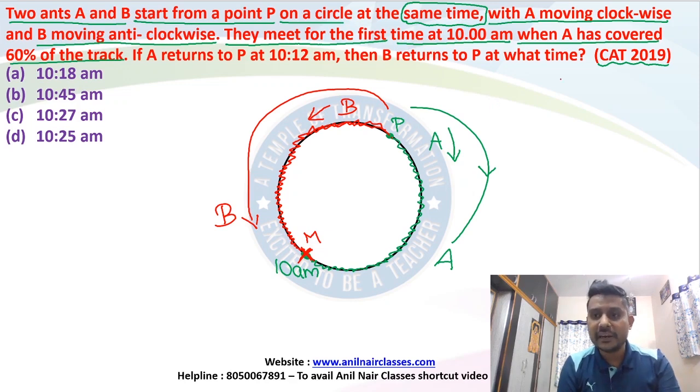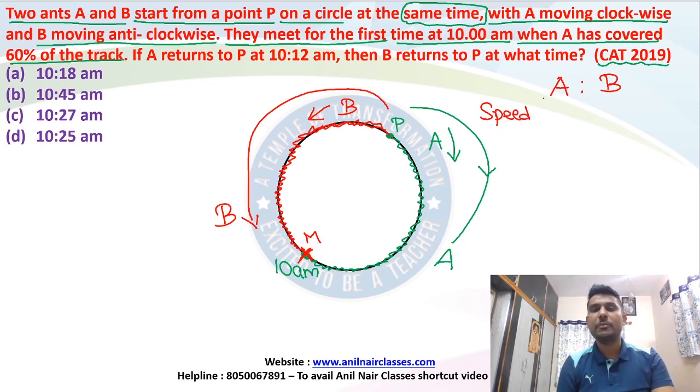So the speed ratio of these two ants A and B is directly proportional to distance ratio because they both have started at the same time. A has covered a distance of 60%. B has covered a distance of 40%. So speed also will be 60:40, which is nothing but 3:2.